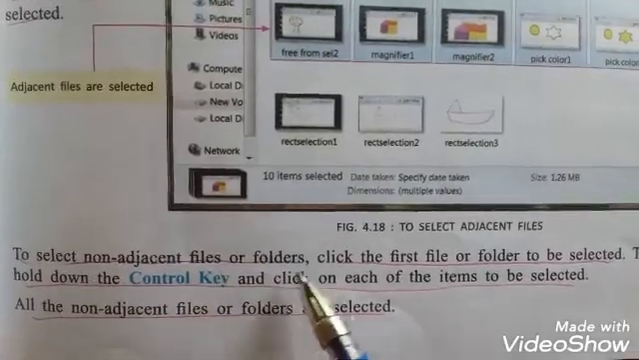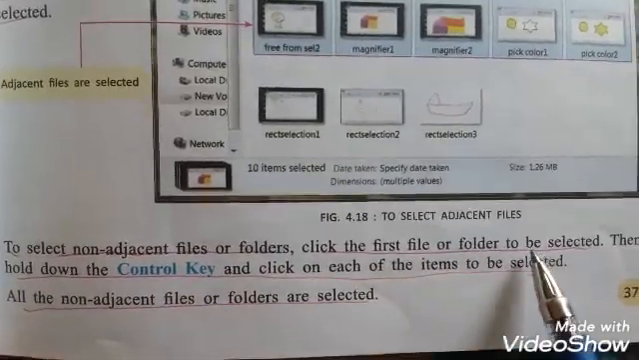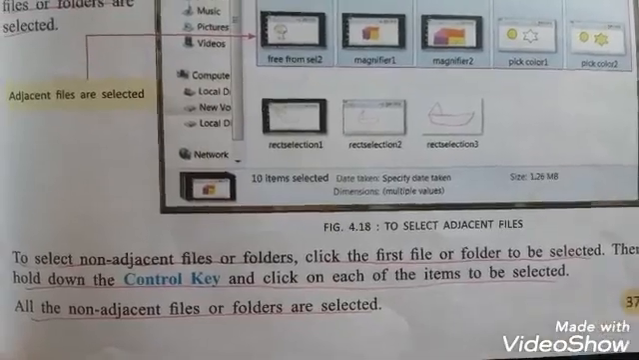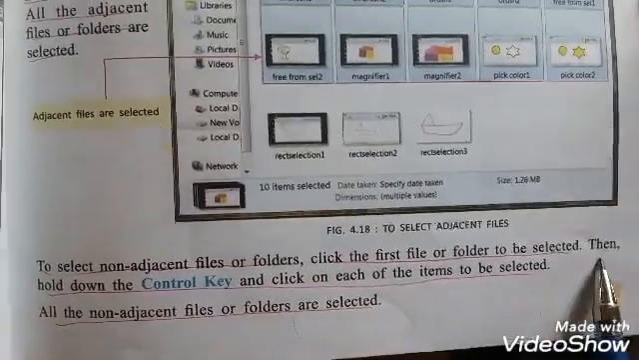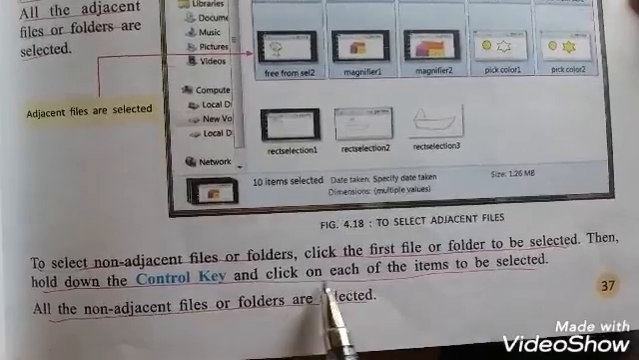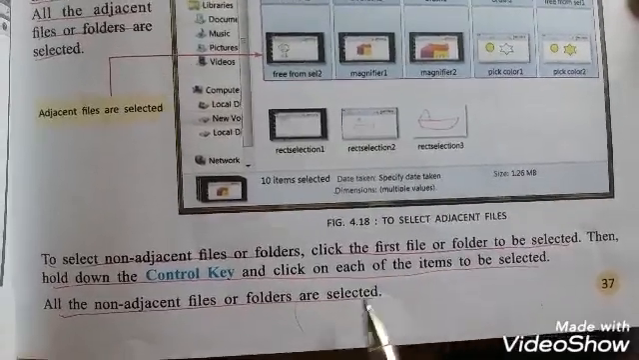To select non-adjacent files or folders, click the first file or folder to be selected. Then hold on the control key and click on each of the items to be selected.